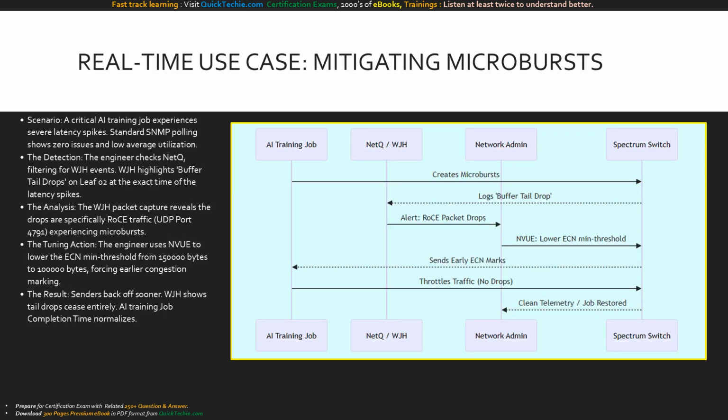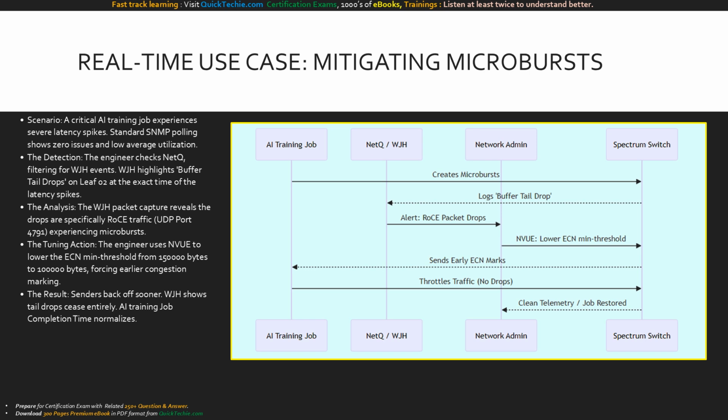Let's look at a highly critical real-time use case. Imagine you are monitoring a massive AI training run, and suddenly the data scientists report severe latency spikes. You check your legacy SNMP monitoring, and everything looks green. Average bandwidth is low, no ports are down. This is the danger of microbursts. They happen in microseconds, invisible to SNMP.